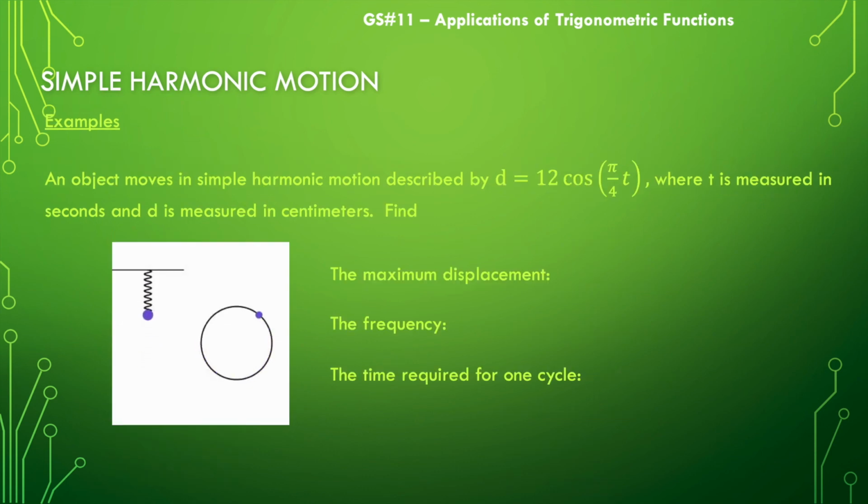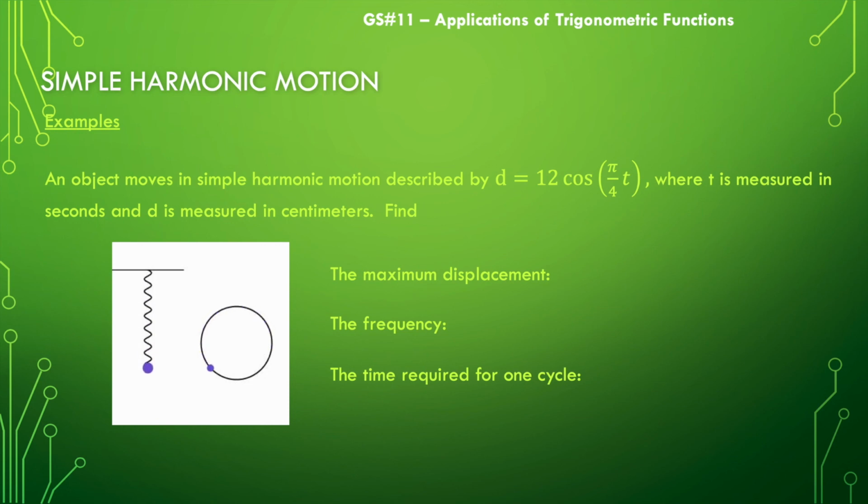Next problem we're looking at will be an object moving in simple harmonic motion is described by this function. d is equal to 12 times the cosine of pi over 4t, where t is measured in seconds and d is measured in centimeters. Okay, we are going to find these 3 things. What's the maximum displacement? What's the frequency? And what's the time required for one cycle? So this is kind of going backwards from what we just did, right? We're given the function, and then we want to identify these key elements of this object and its motion.